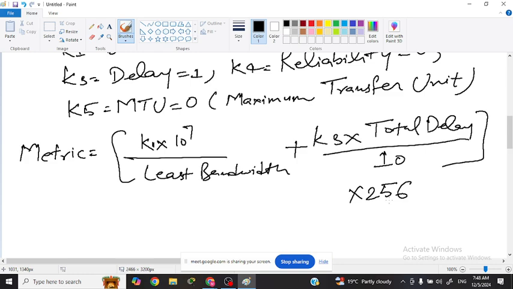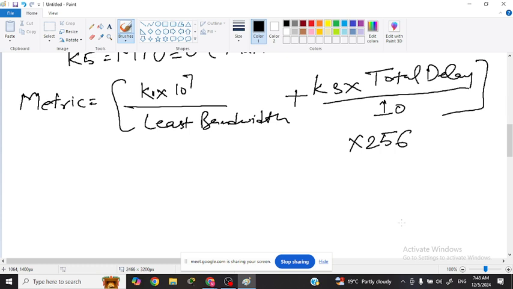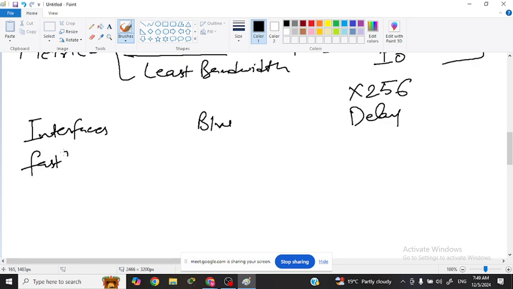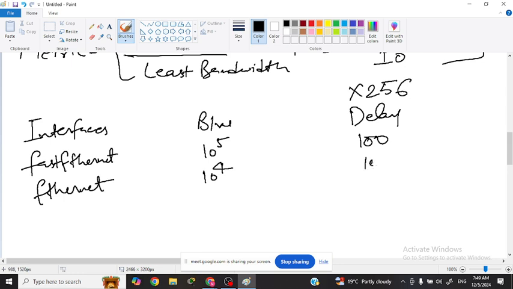Yes, sir. Okay. So here I am giving bandwidth and delays for some interfaces. You can note it down. Fast Ethernet bandwidth will be 10 to the power 5, delay will be 100. For Ethernet, bandwidth will be 10 to the power 4, and delay will be 1000. For a serial link, bandwidth will be 1544.